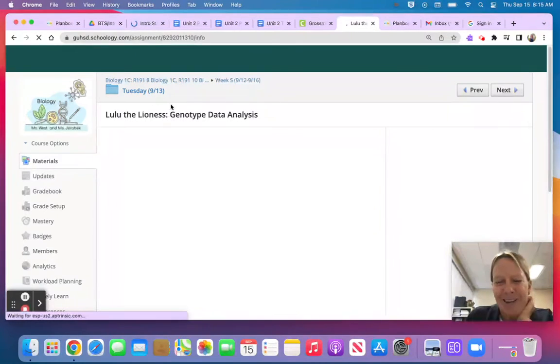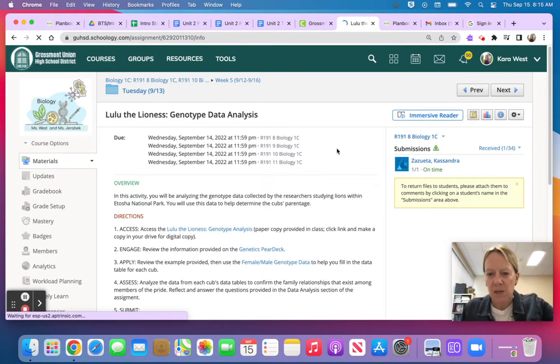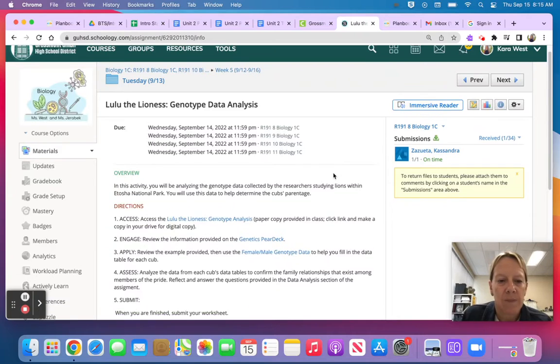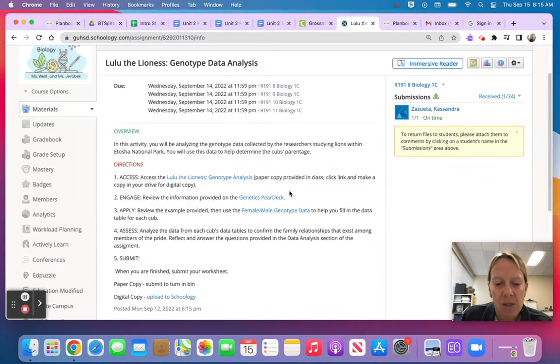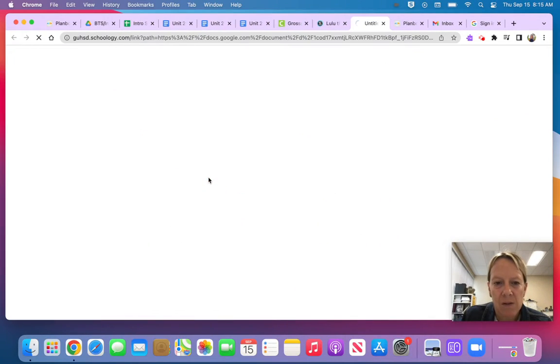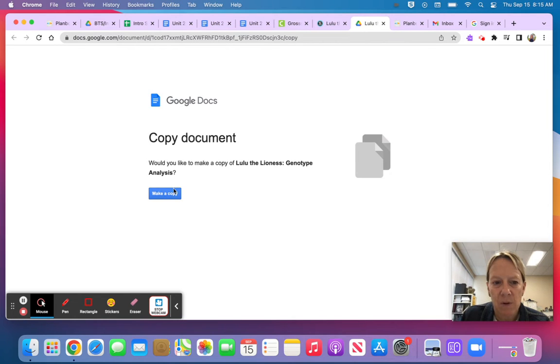Hopefully you either have a paper copy or you can access it yourself. Remember, from year to year, the dates may be different, but this year this was Tuesday the 13th. Okay. So this is actually just a paper activity. So you're going to go ahead and open this if you don't have a paper copy.